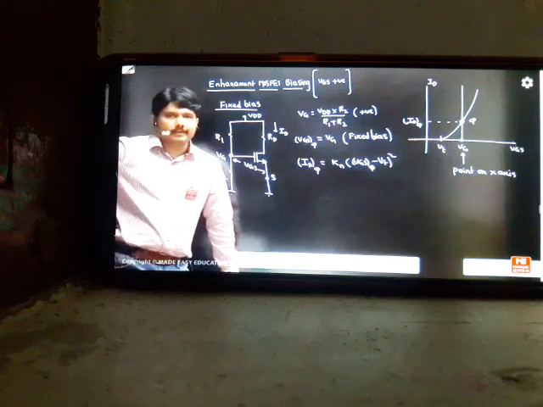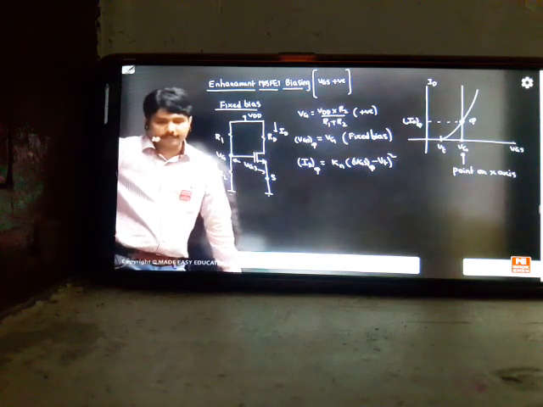This biasing looks very easy. Just practice the circuit one time, and how to find the operating current and voltage. The concept will be easier for you.